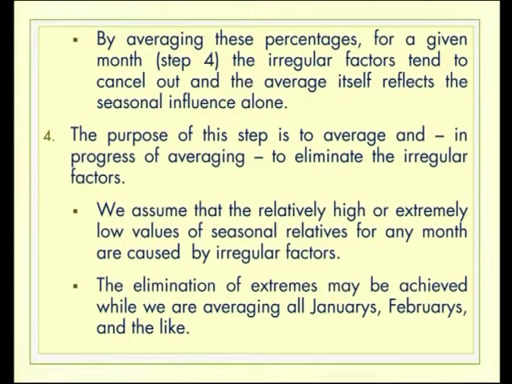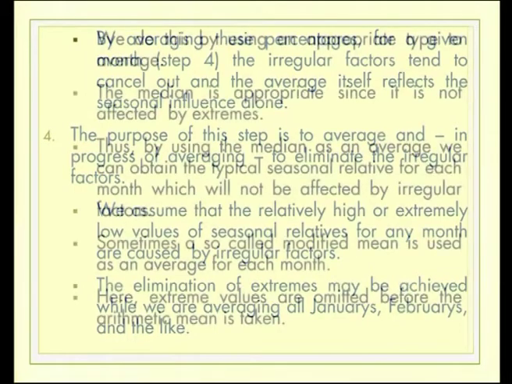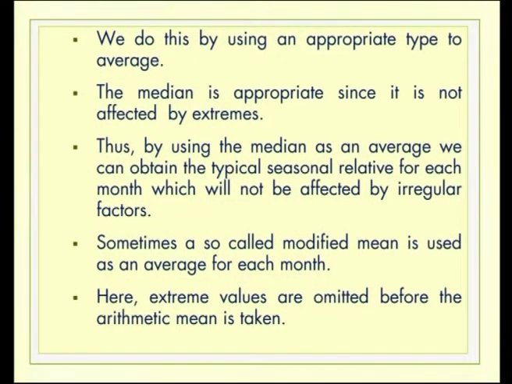The elimination of extremes may be achieved while we are averaging, like January for the years mentioned, similarly February for the years mentioned, and the like. We do this by using an appropriate type of average. The median is appropriate, that is why it is centered. Center values are always called median values. The median is appropriate since it is not affected by extremes. Thus, by using the median as an average, we can obtain a typical seasonal relative for each month, which will not be affected by irregular factors.